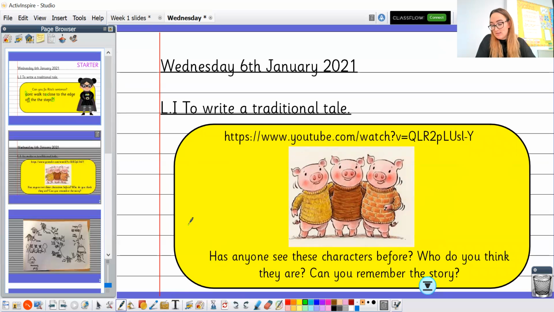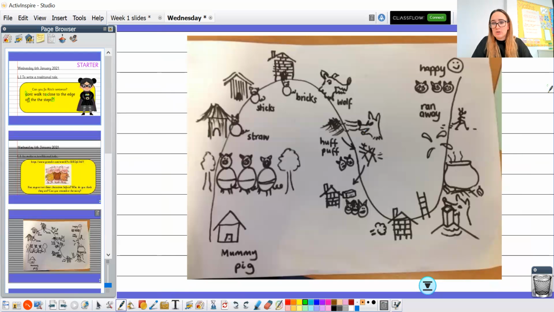Well done if you said the Three Little Pigs. They are, of course, from the Three Little Pigs. If you're not sure on the Three Little Pigs story, I've put a little link there that you can watch. Or if you put into YouTube Three Little Pigs story, obviously with your parents' guidance, you can refresh your memory there as well.